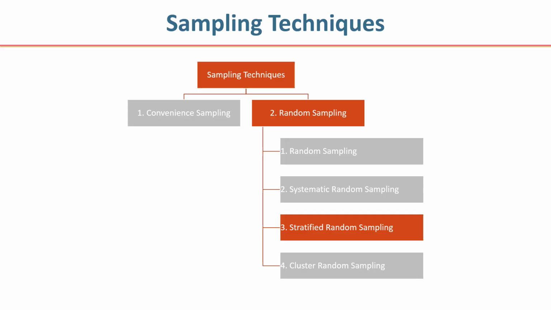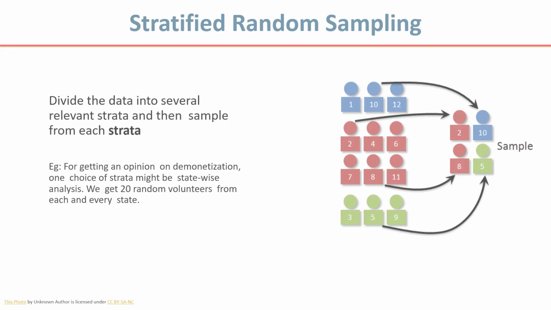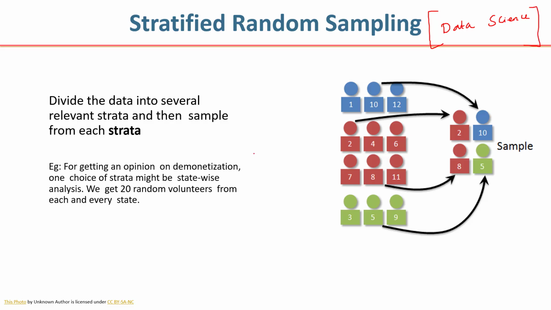The next very popular sampling technique is stratified random sampling. Stratified random sampling is one of the most popular random sampling techniques. This is widely used particularly in data science. In data science, most of the sampling we use is stratified random sampling. So what is stratified random sampling? It is also a random sample, but we divide the data into several relevant strata and then sample each and every stratum. It can also be used in opinion polls, etc.